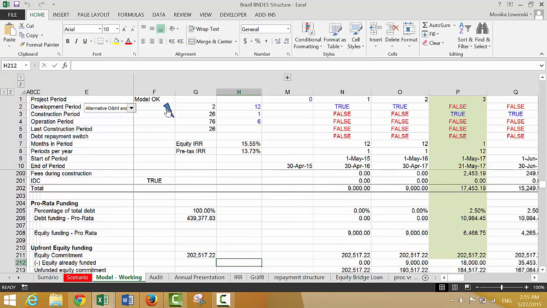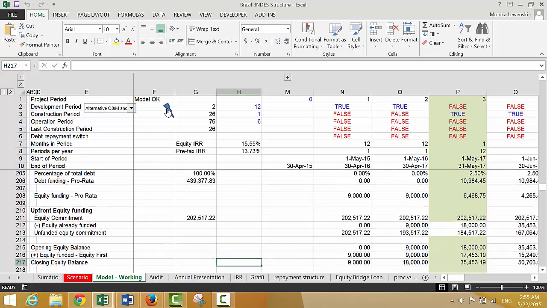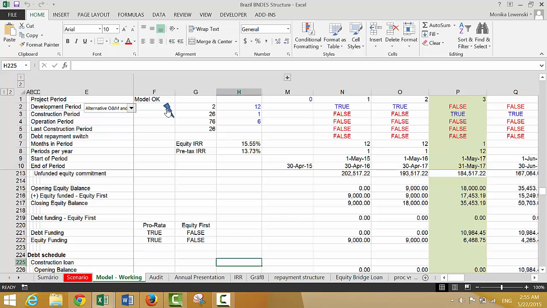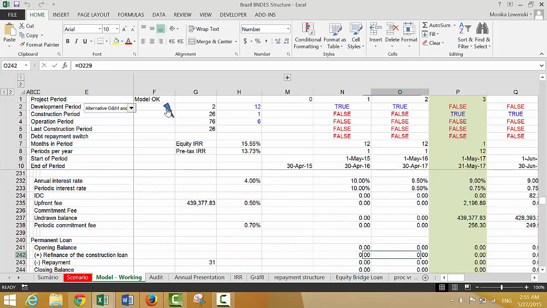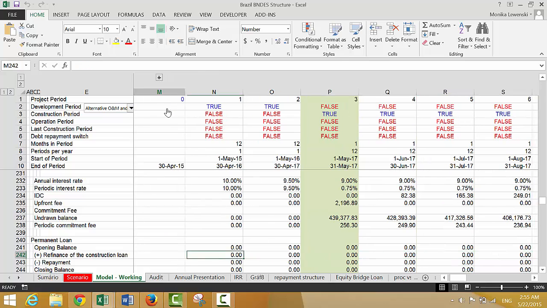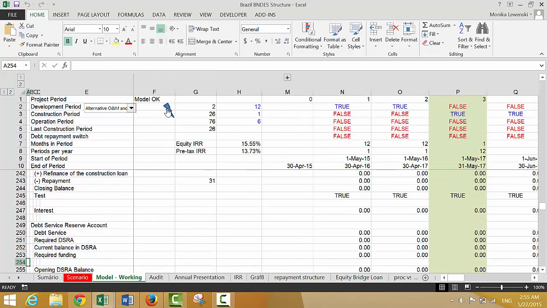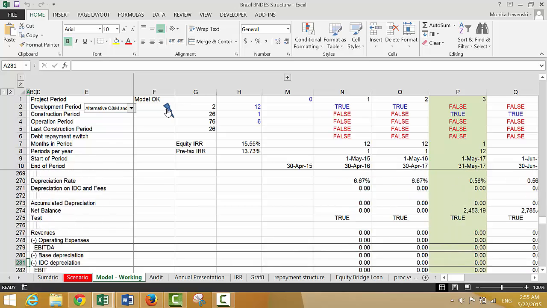Okay, and the model is still okay. Okay, so that's the interest capitalization.